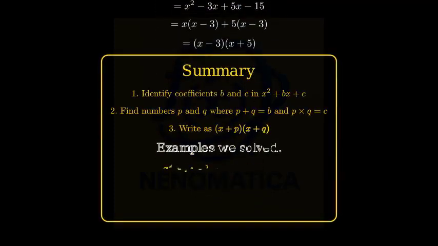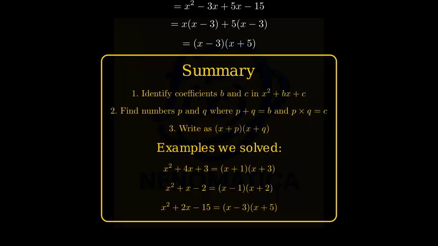Let's summarize what we've learned about factoring quadratic trinomials using the sum and product method. First, identify the coefficients b and c in the standard form x squared plus bx plus c. Next, find two numbers p and q such that p plus q equals b and p times q equals c. Finally, write the factored form as (x plus p) times (x plus q).